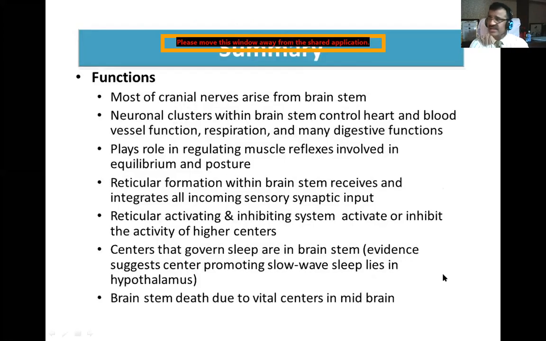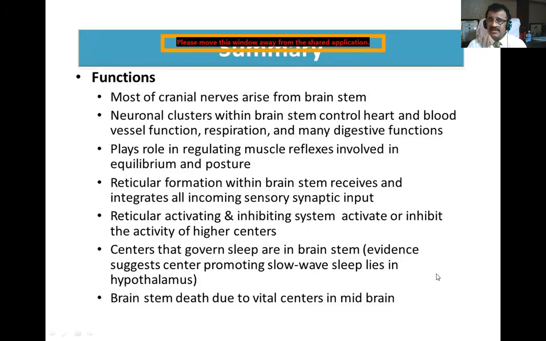And for a summary, we'll go here. In short, the brainstem provides cranial nerves, so most of the cranial nerves arise from the brainstem. Neural clusters within the brainstem control heart and blood vessel function, respiration, and many digestive functions. It plays a role in regulating muscle reflexes. The reticular formation within the brainstem receives and integrates all incoming sensory input. Reticular activity can activate and inhibit the activity of higher centers.